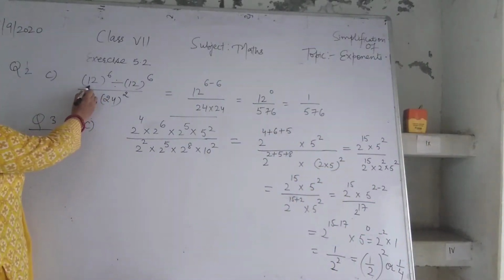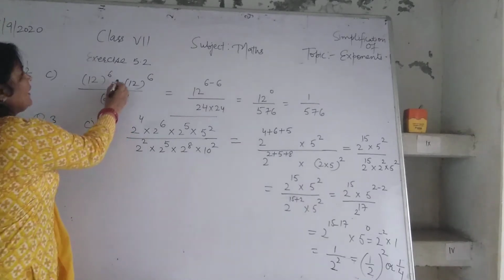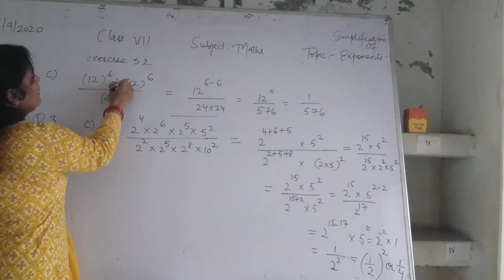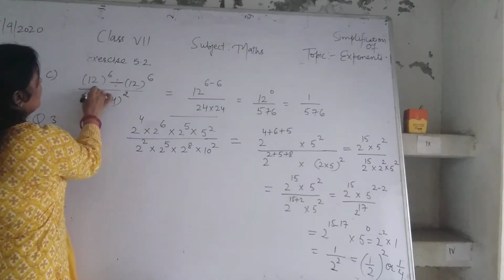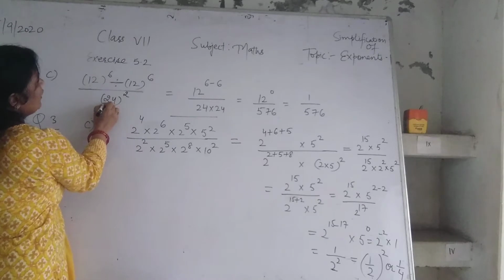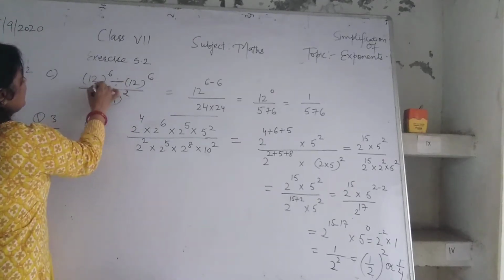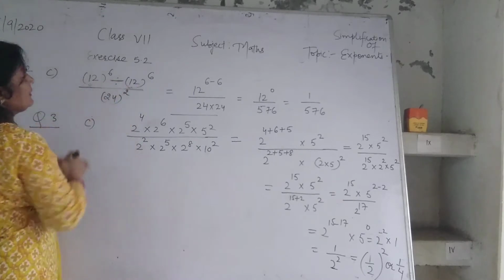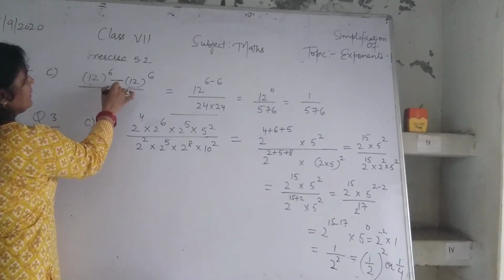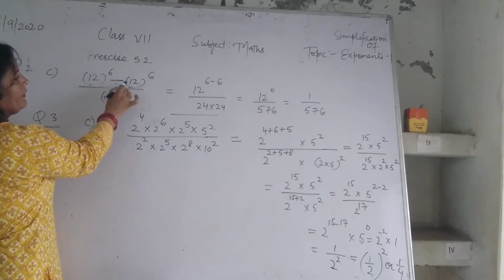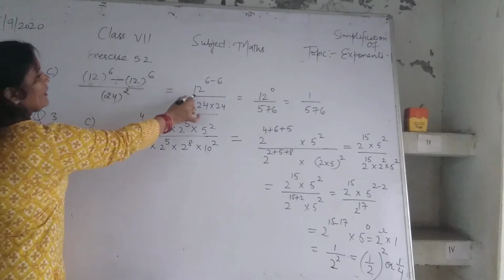12 raised to power 6 divided by 12 raised to power 6, then upon 24 square. Now as you see here, base 12 is the same and division is there. When bases are same and division is there, then we subtract the powers.